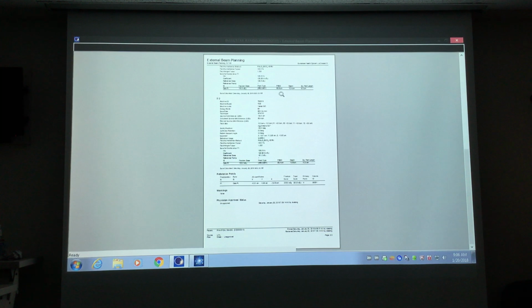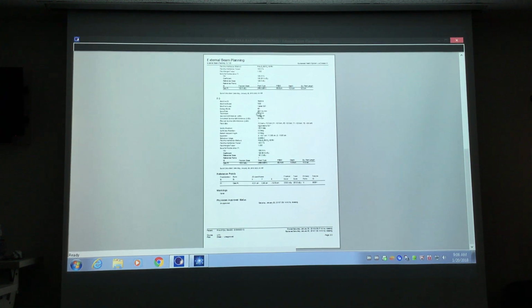The PSSD is my SSD to that point. I have my physical depth of the point within the patient, and then I have what's called the equivalent path length. My calculations are performed homogeneous, which means that I've overridden all the densities. I'm basically calculating on a water phantom. So the physical depth is the only thing that we're going to worry about.